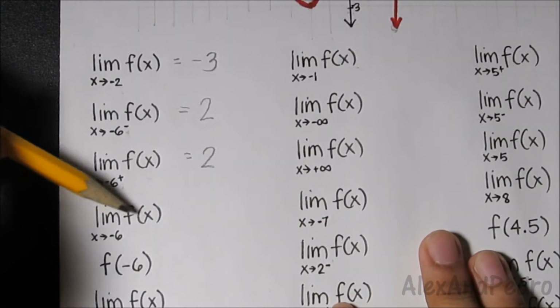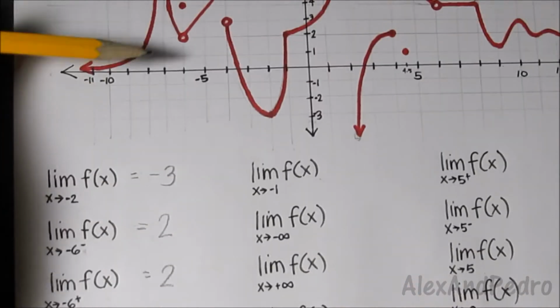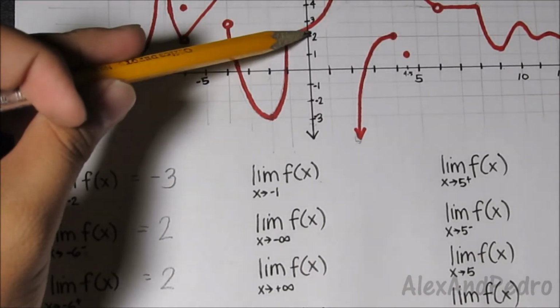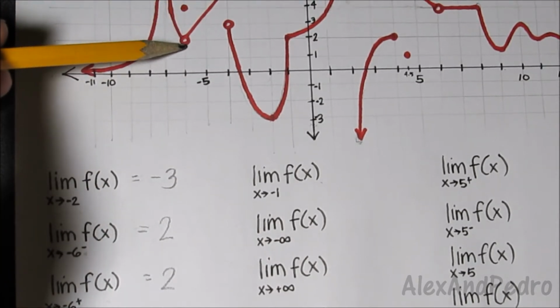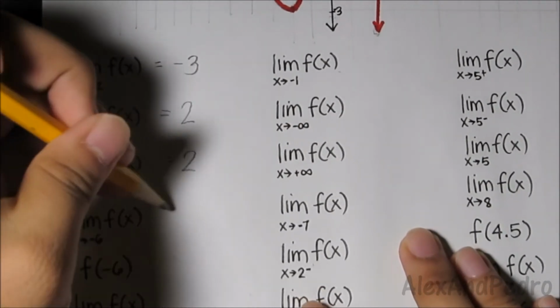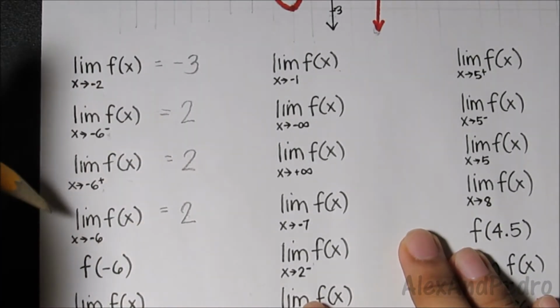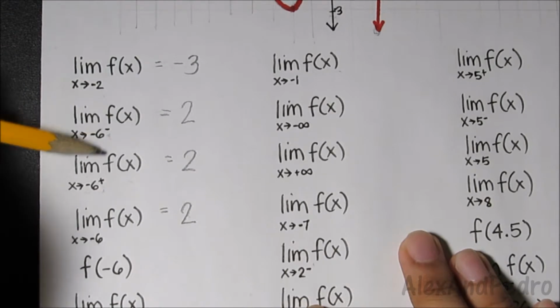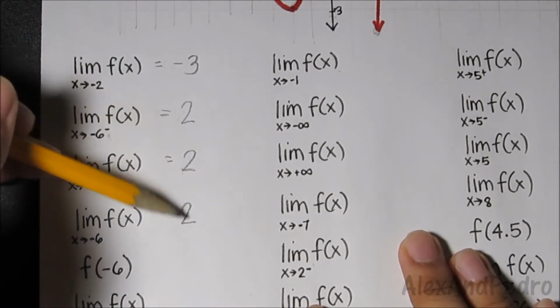So the limit of f of x as x approaches negative 6. From the left it approaches 2. From the right it also approaches 2. So therefore, the limit is 2. Pro tip: if the left and the right approaches are equal, like 2, that's the answer.